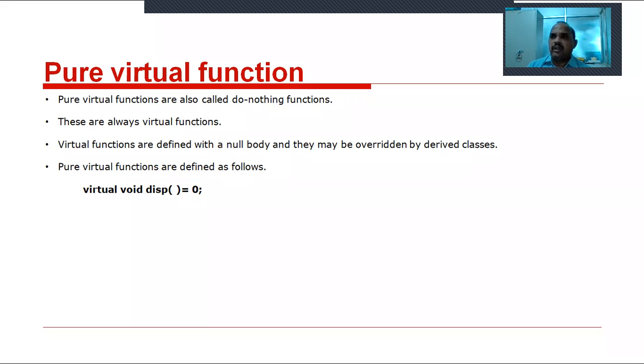Clear? Pure virtual functions are defined as follows. Here, virtual void display equal to 0. Why? The definition itself: pure virtual functions are also called do nothing functions. Simply 0 is assigned to the pure virtual function. Pure virtual functions are defined with a null body and they may be overridden by derived classes. Clear? Overridden by derived classes.